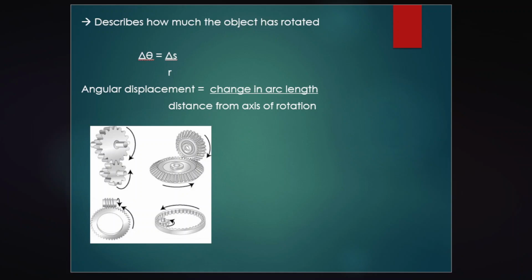And one way you can calculate that, or go back and forth between it, is looking at your change in arc length over the radius. You'll see a lot of stuff in rotation. If you divide by the radius, you end up being able to convert from linear stuff to angular stuff. So for this one, the change in your angular displacement is your change in arc length over that distance from the axis of rotation.